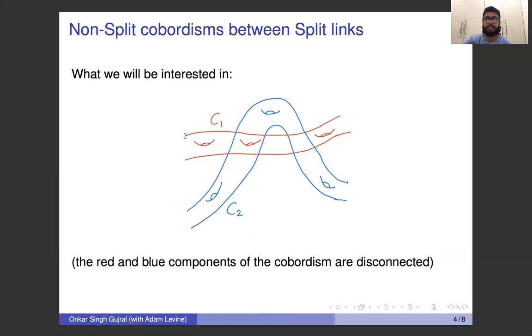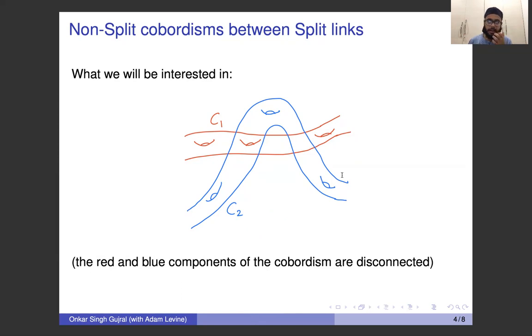So on the end, the link on the left side, the red part, is split from the blue part, and on the right side, the red part once again is split from the blue part. So you have a cobordism that travels between split links. However, in the middle, the red and the blue components are allowed to link up in some crazy way. So this is why it's a non-split cobordism that travels between split links.